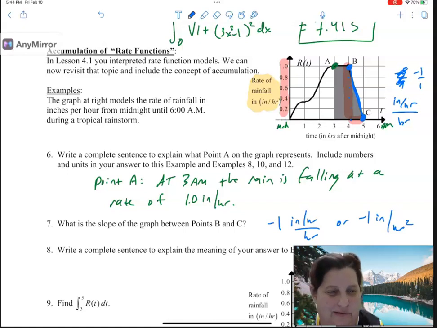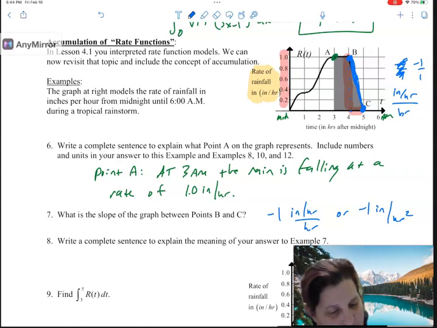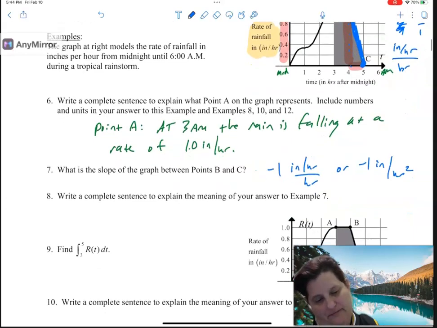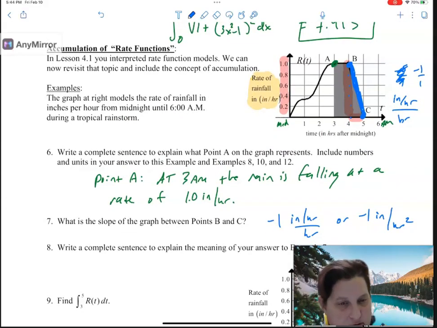Okay, so we're going to start talking about word problems and doing stuff like this. All right. Write a complete sentence to explain the meaning of your answer. So what's the meaning of the slope of this? Inches per hour. All right. Oh, shoot. Actually, hold on. Example 7. There we go.